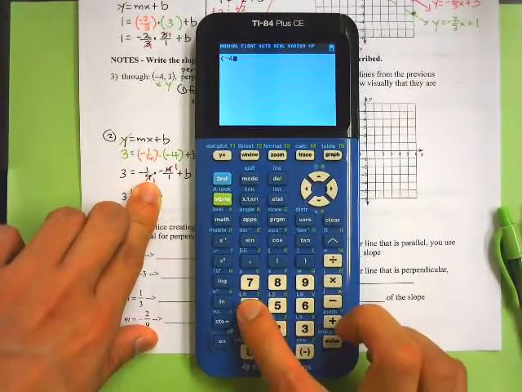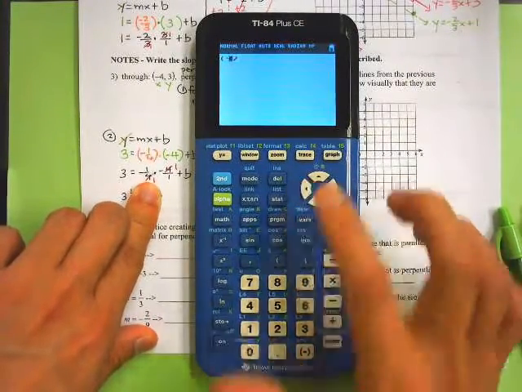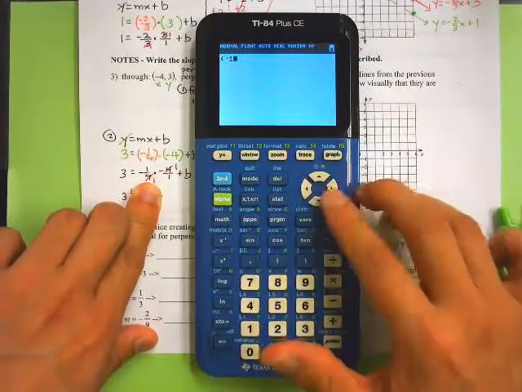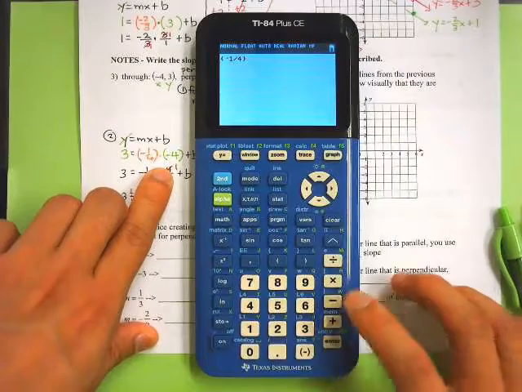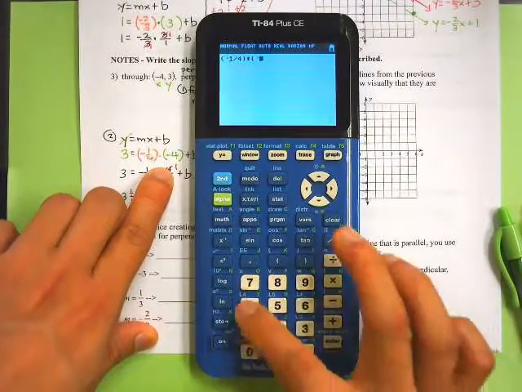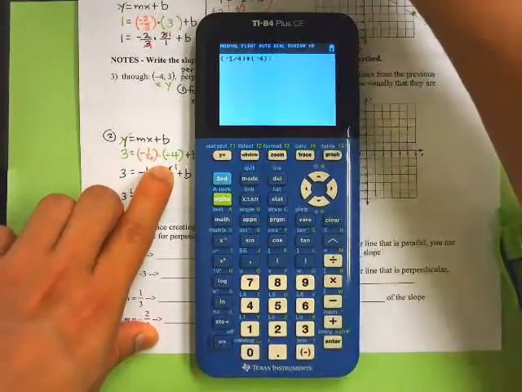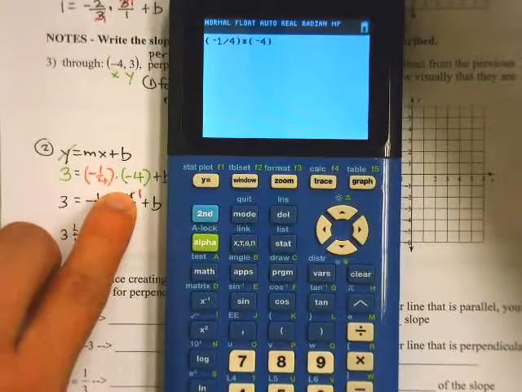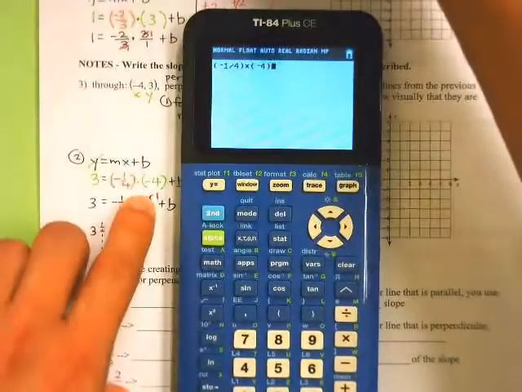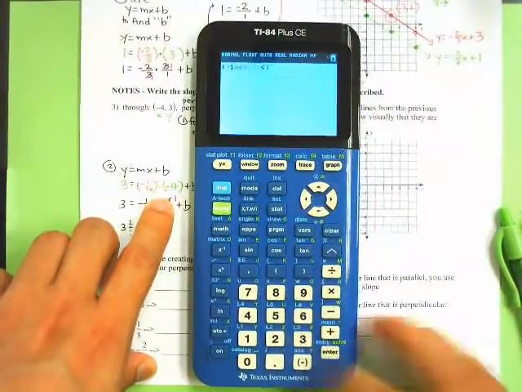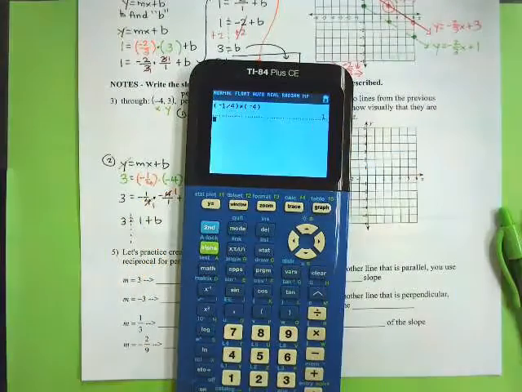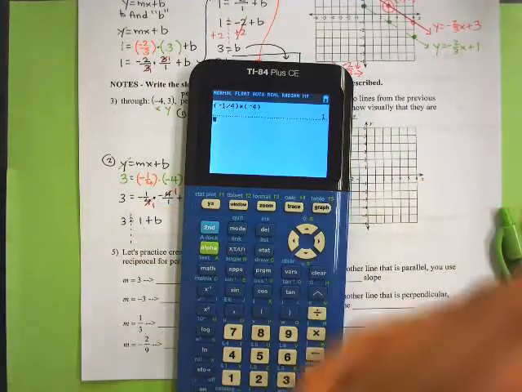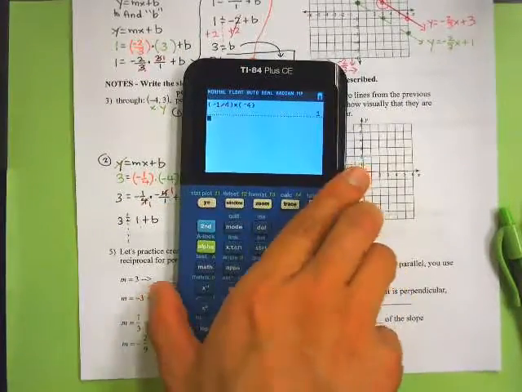Parentheses, negative 1 divided by 4 times parentheses negative 4. Really type it as is, as what you see on your setup. Then your TI-84 calculator will take care of it for you. Then that comes out to 1. Like I said, your fractions might be a little bit more complicated on your classwork homework. Don't be afraid to use a calculator if you cannot do the fractions. So anyway, that is 1.